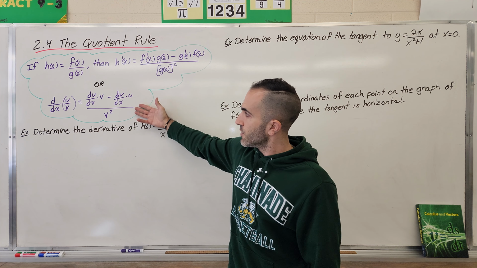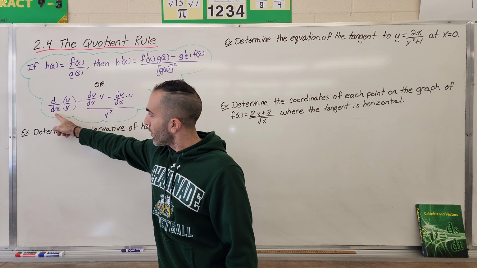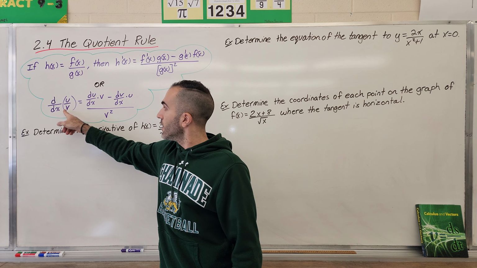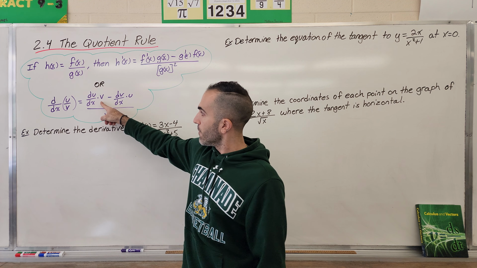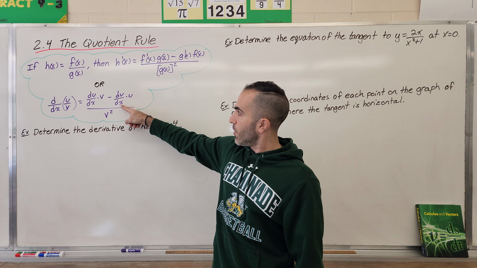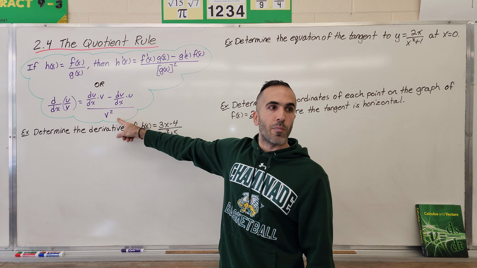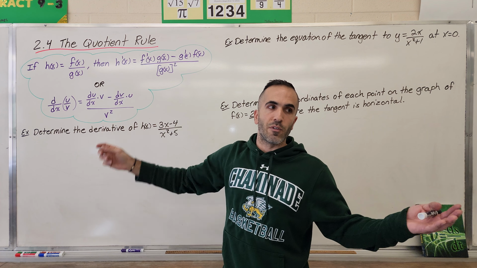Okay, in the Leibniz notation, same thing. If we have a function u and v and we want to find d over dx, the derivative, then we just find the derivative of the top times the bottom minus the derivative of the bottom times the top over the bottom squared. That's it. So that's the formula for quotient rule.